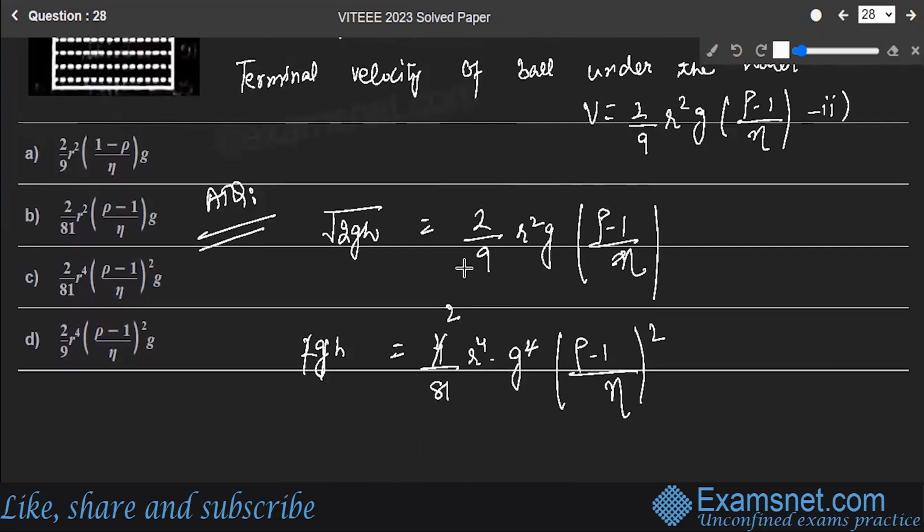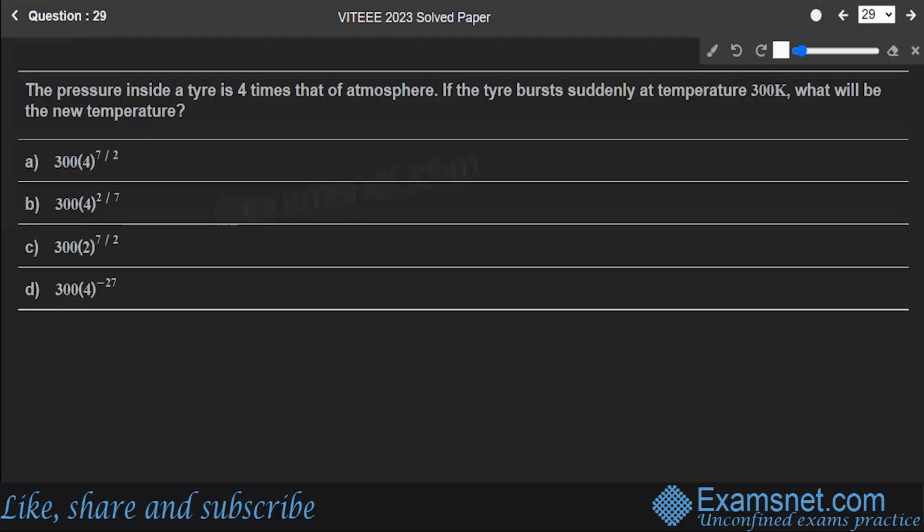You have this one option as the correct answer. Option C is the right answer. Hope you understood that. Let's move to the next question. Question number 29. The pressure inside a tire is 4 times that of the atmosphere. The tire bursts suddenly at 300 Kelvin. What will be the new temperature?